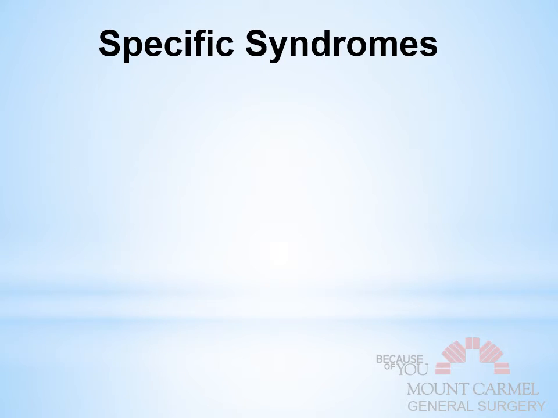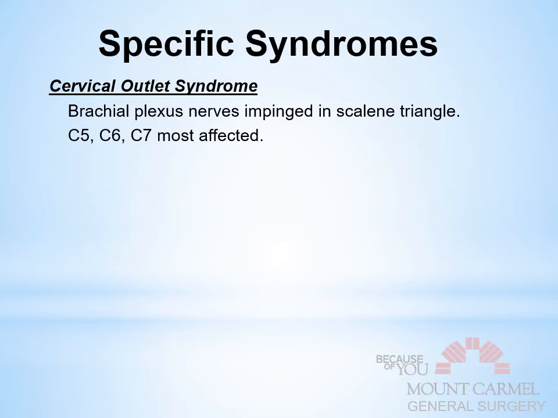There are a couple of specific constellations of symptoms, or some sub-collections of symptoms that come together to make these little syndromes. These would be cervical outlet syndrome. This is when the high cervical nerves, so C5, 6, and 7, are impinged in the crotch of the scalene muscle, like we talked about earlier.